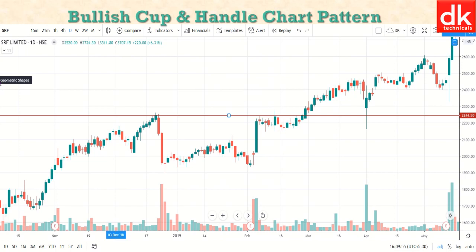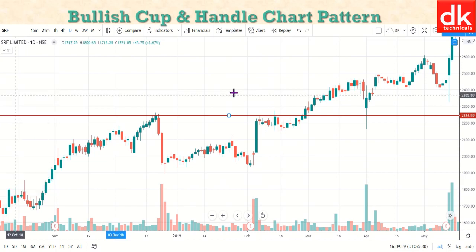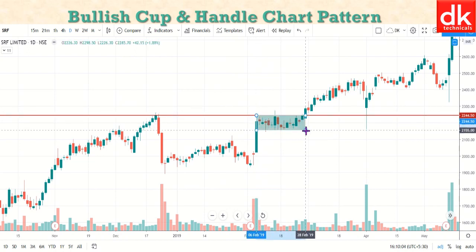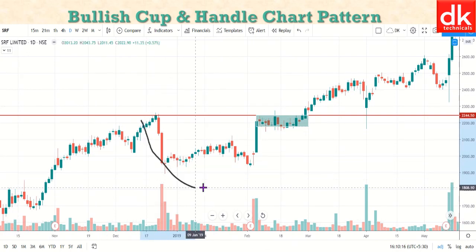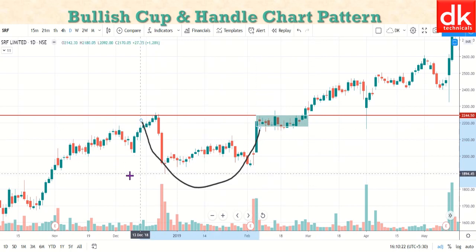Let me draw the consolidation band which will form the handle of this cup and handle formation. I am drawing it here. We can see this is the consolidation band which has been created in this portion. So this is the cup which has been formed, and this is the handle portion which I have drawn with the shaded line.